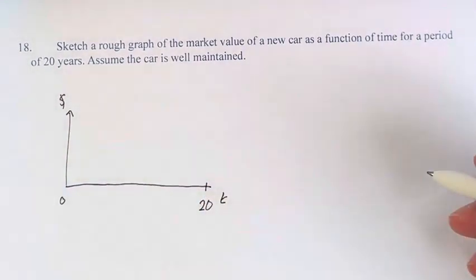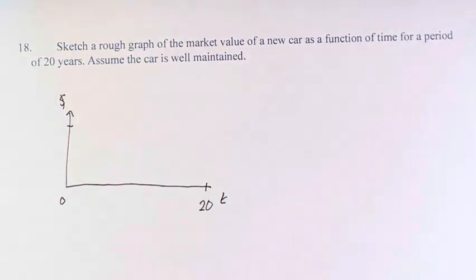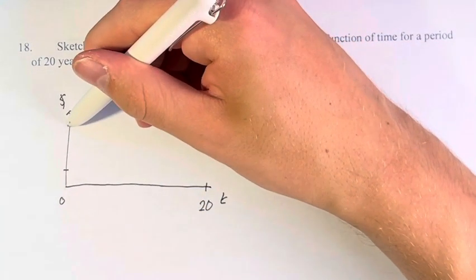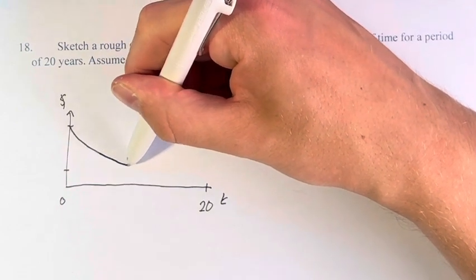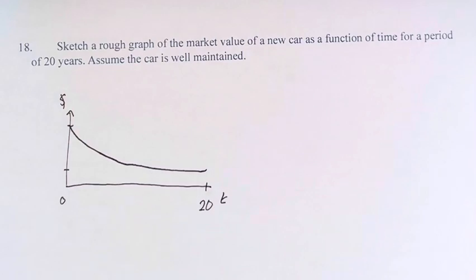And this is just a rough graph, so we don't need any specific values, but let's just say this is the maximum value, and this is the value that we're going to end up with. We are saying that the car is well maintained, so it is not going to decrease super quickly. Obviously, as the car ages, it's going to become less and less valuable. And this is going to be the general shape.